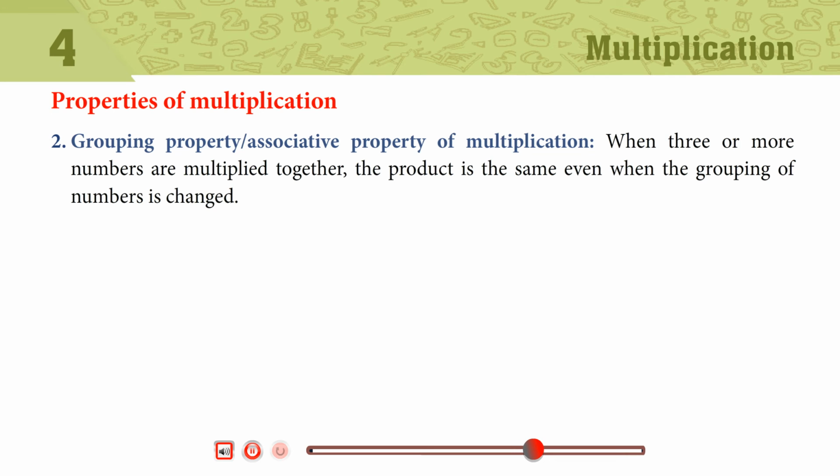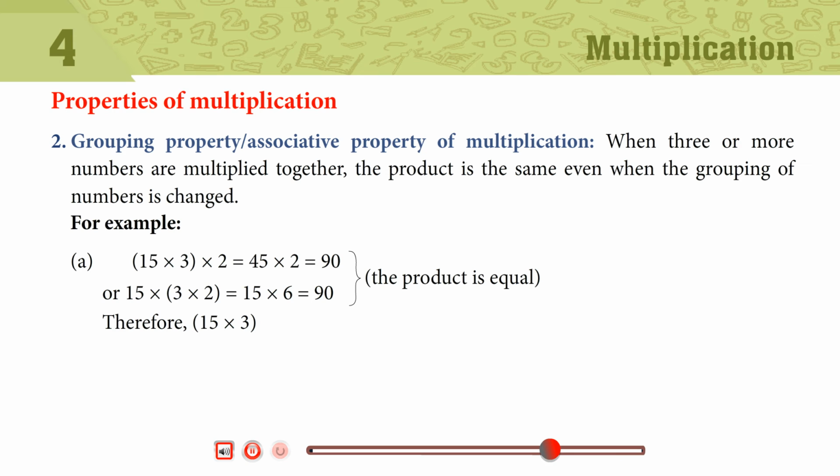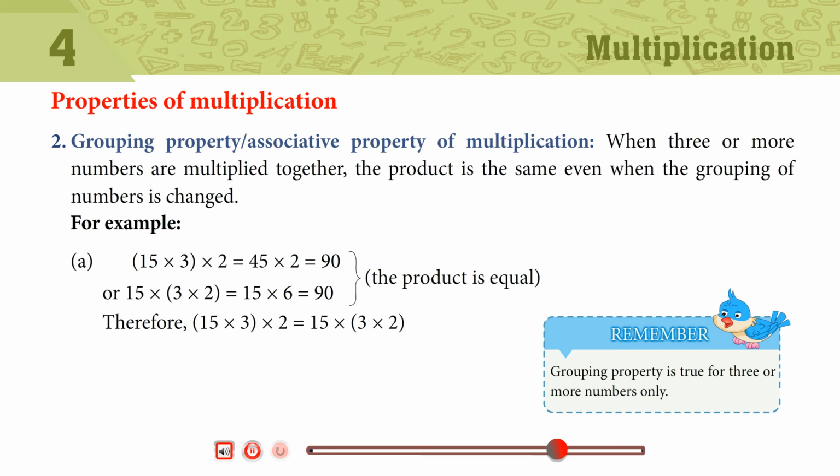For example, 15 into 3 into 2 is equal to 45 into 2 is equal to 90. Or 15 into 3 into 2 is equal to 15 into 6 is equal to 90. The product is equal. Therefore, (15 into 3) into 2 is equal to 15 into (3 into 2). Remember, the grouping property is true for 3 or more numbers only.